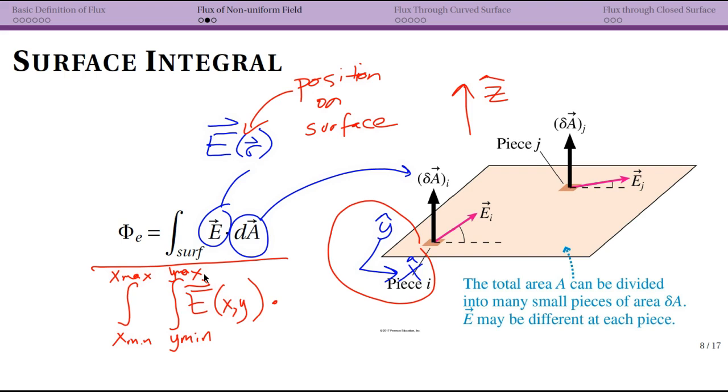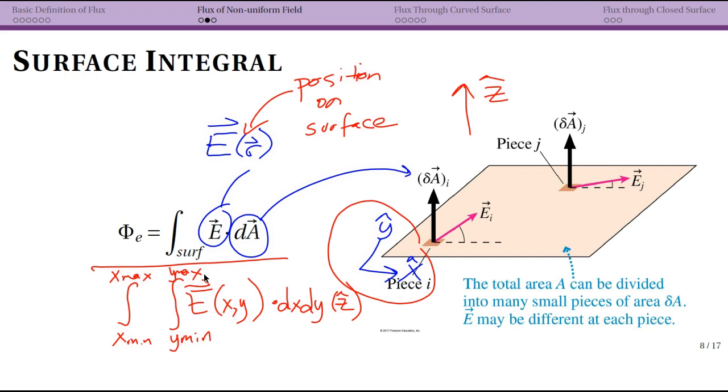Your dA then would basically be dx dy, and then you have your little z hat direction here. And so what that means is when we go to do the dot product, you would only take the z component. This is all really complicated.